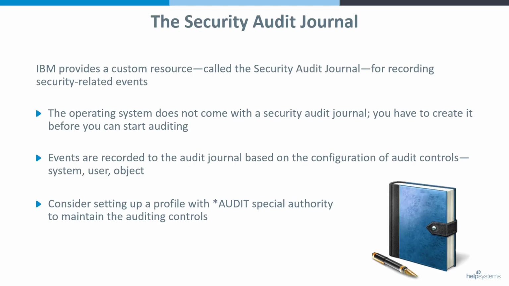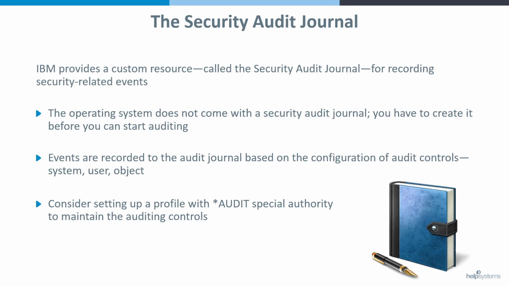The operating system actually contains a custom resource. We call it the Security Audit Journal. You may have heard of QAudJourn or heard people speaking about that. And that's in essence the special type of object that is recorded for those events. Now, this Security Audit Journal doesn't come pre-configured in the operating system. It's up to you to actually create it before you can activate or start that auditing function.